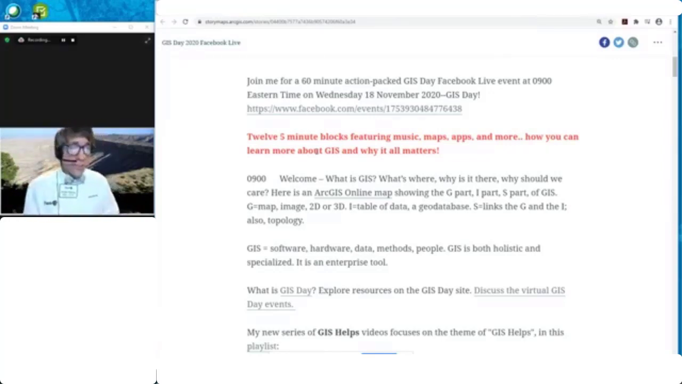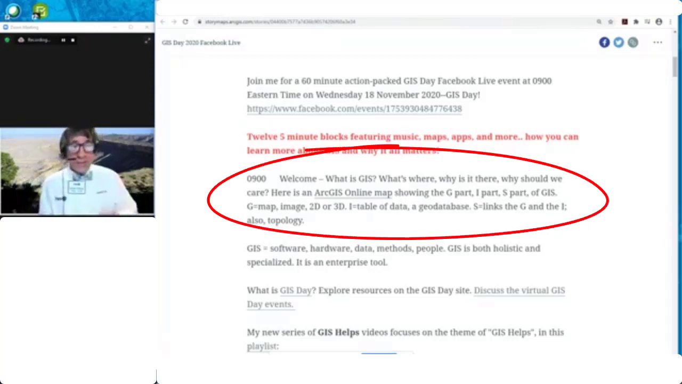And I like to think of it this way. What's where? Why is it there? And why should we care? What's where, why is it there, and why should we care? That is really the essence of why we're using Geographic Information Systems.